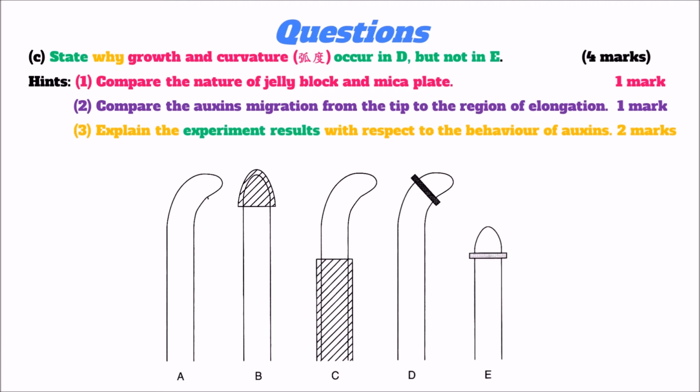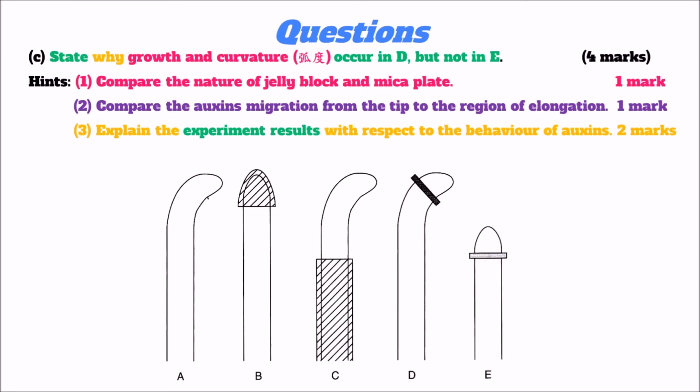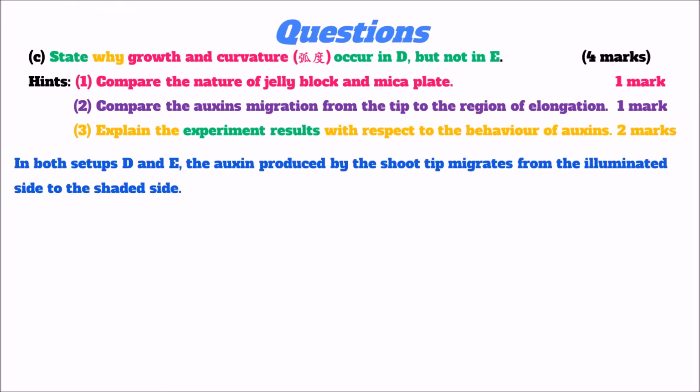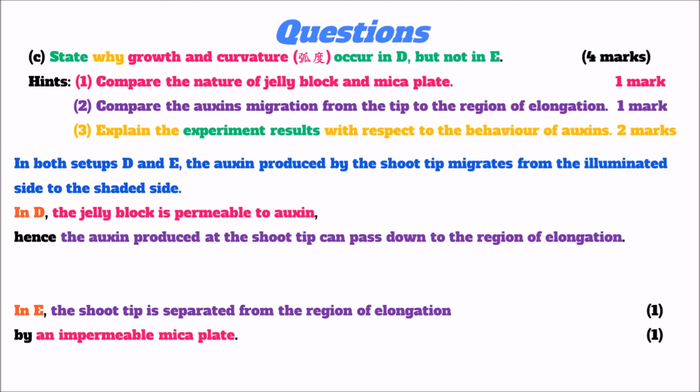Therefore, you have to recall the nature of the jelly block and the Milker plate. How do the jelly block and Milker plate affect the auxin movement from the tip to the region of elongation of the shoot? Firstly, you need to talk about it. In both setups D and E, the auxin produced by the shoot tip migrates from the illuminated side to the shaded side. In setup D, the jelly block is permeable to auxin. In setup E, the shoot tip is separated from the region of elongation by the impermeable Milker plate. So that's why in setup D, because the jelly block is permeable to auxin, the auxin produced at the shoot tip can pass down to the region of elongation.